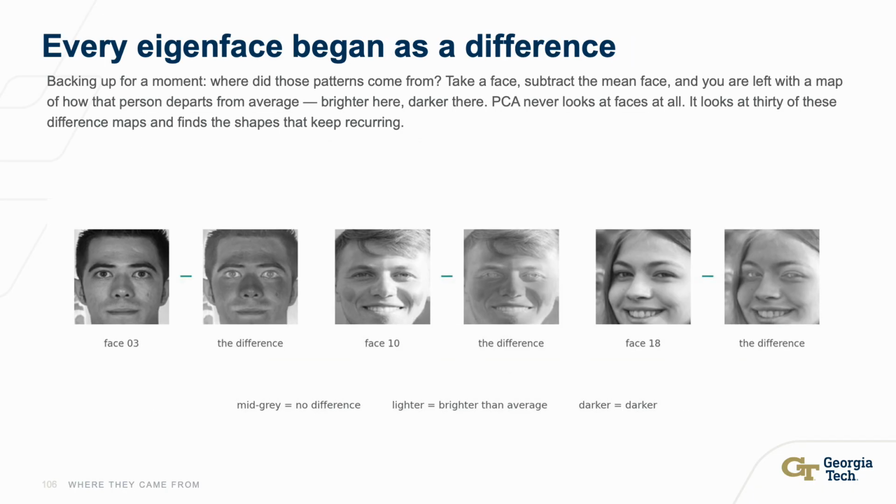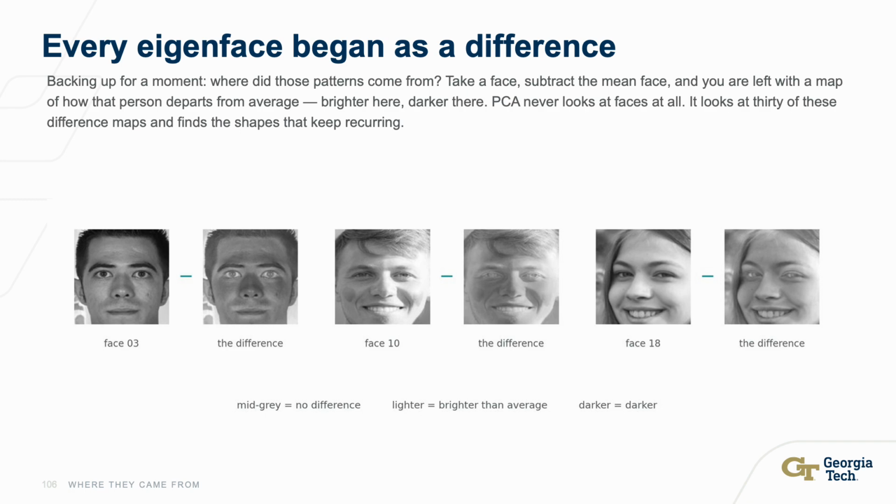Now let us go back and answer the question I asked you to hold on to. Where did those patterns come from? Take one face, subtract the mean, and what you are left with is a map of how that person departs from the average. Brighter here, darker there. Do that for all 30 and you have 30 difference maps. PCA never looks at faces at all. It looks at these 30 difference maps and finds the shapes that keep recurring across them.